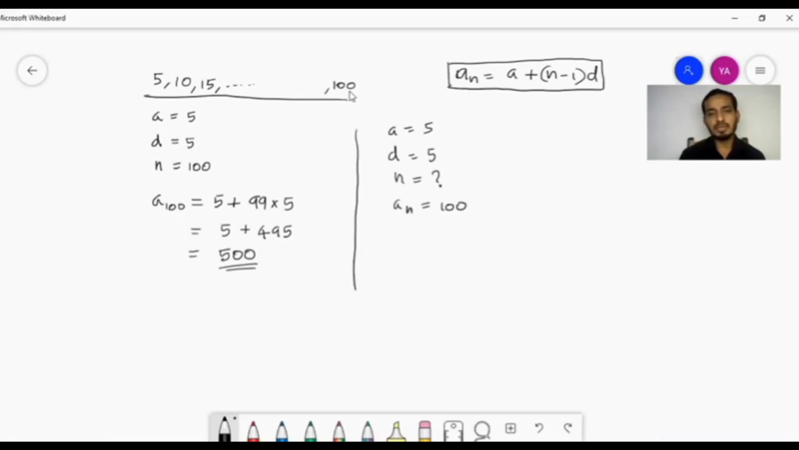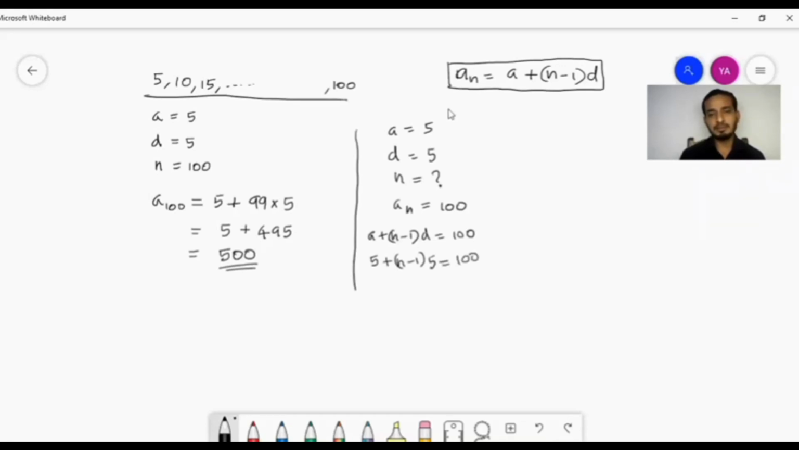So we set a_n equal to 100. Now we apply the formula: a_n = a + (n - 1)d. So we can write a + (n - 1) times d is equal to 100. Then we can substitute the values. a is 5, so here you write 5. Then n minus 1, we don't know n, so I simply write n minus 1. And d, we know, the common difference is 5, and it is equal to 100.